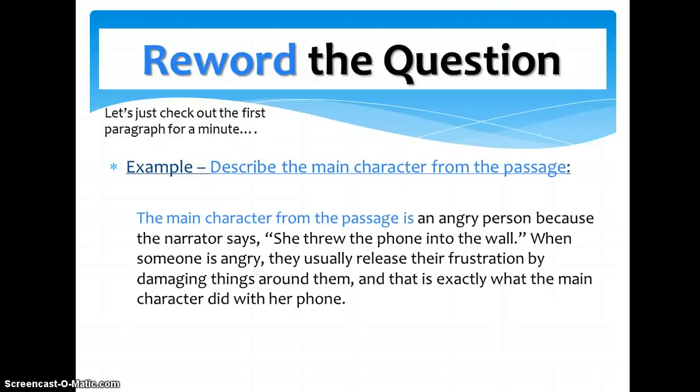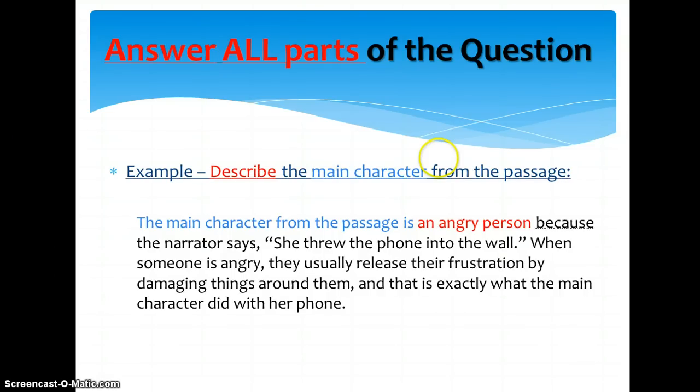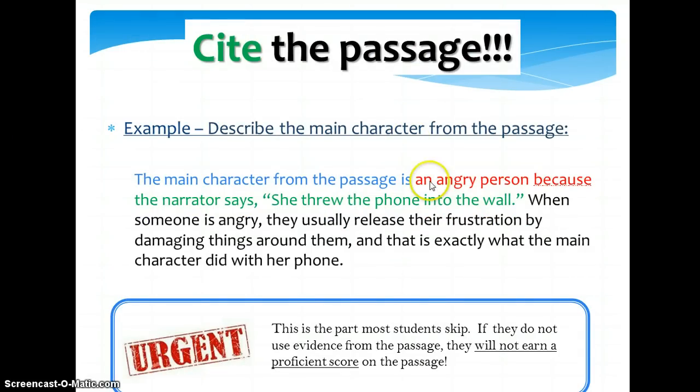So let's check it out, and we'll just look at the first paragraph for a second. Rewording. The main character from the passage is, okay, if you look at the example, here's the question or the prompt: describe the main character from the passage. Rewording it, the main character from the passage is, and there's our rewording. Here's our answer, an angry person because the narrator says, here's our citation, she threw the phone into the wall.